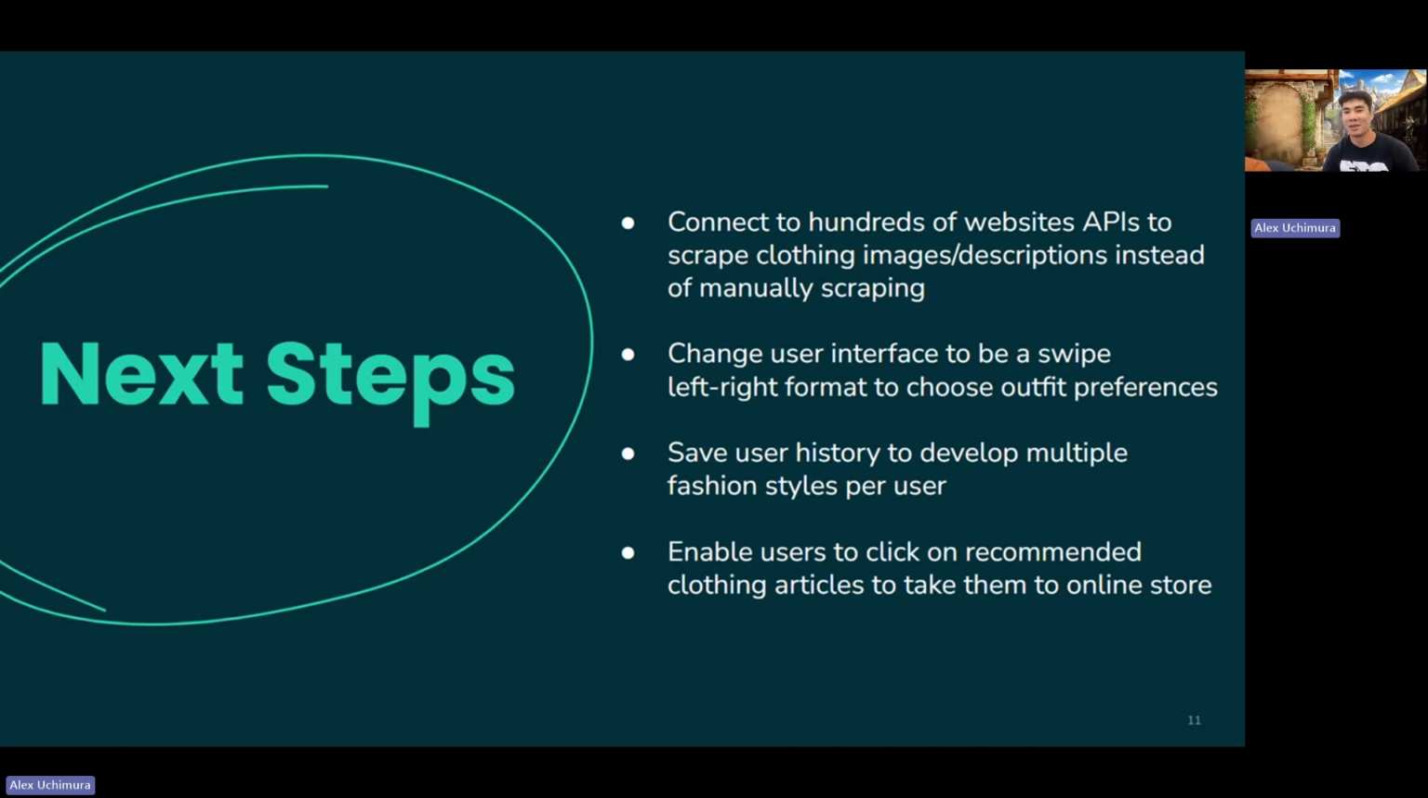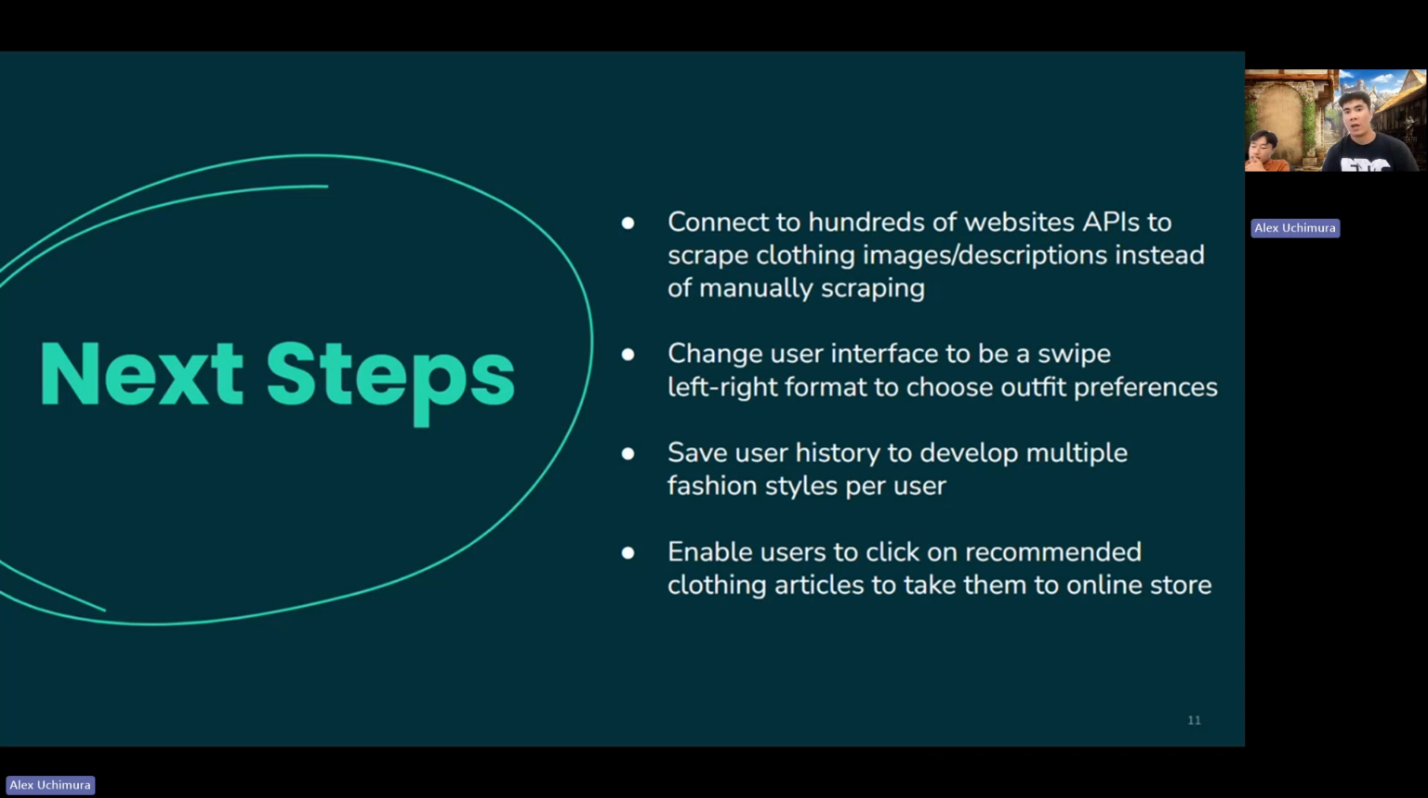The other one that we would like to do is to change the user interface from Streamlit to a swipe left to right format to choose your outfit preferences. If you like an article of clothing, you'd swipe right. If you don't like it, you'd swipe left, and you'd do that a certain number of times until the AI fashion recommender has an idea of your preferences and can recommend outfits based on that.